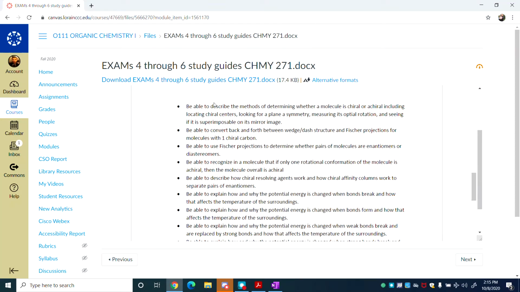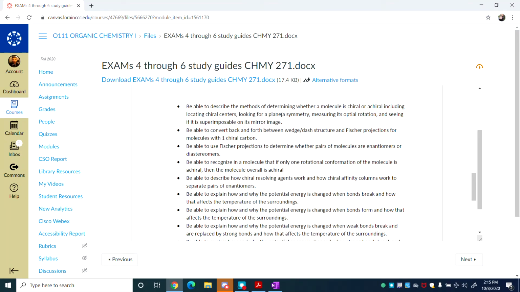Okay, so this bullet point here we've kind of talked about already. How do I know if a molecule is chiral or achiral? Looking at the chiral centers is one way to do that. If the molecule has an even number of chiral centers, I need more analysis. If it has an odd number of chiral centers, it will be a chiral molecule.